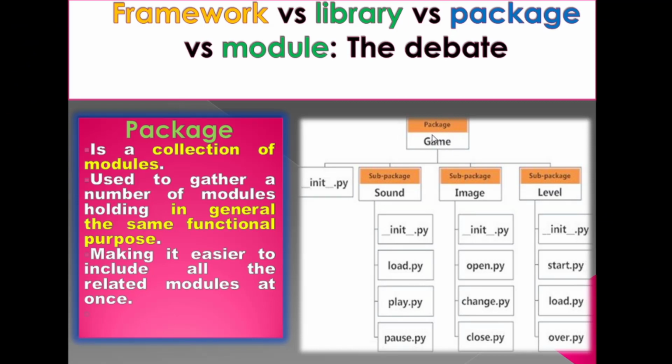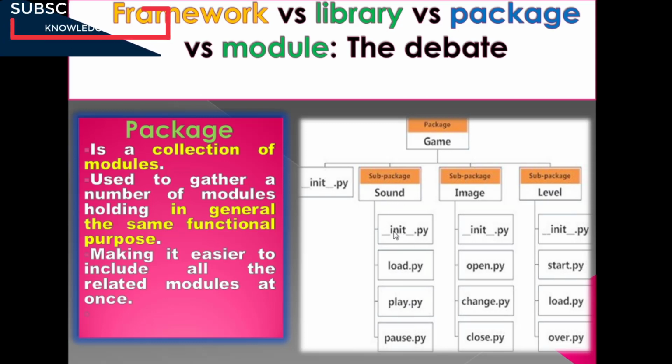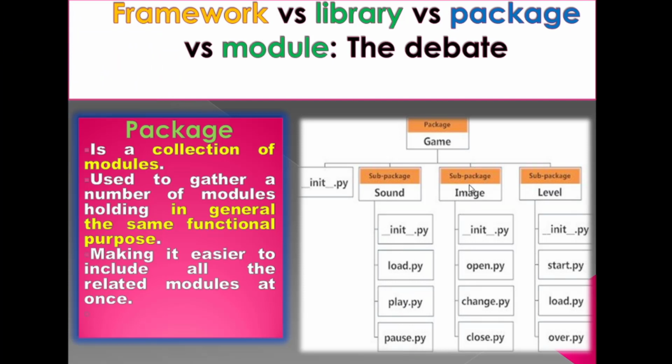This package is composed of the module __init__.py and some other sub-packages: a sub-package with the name sound, a sub-package with the name image, and a sub-package with the name level. And each sub-package is composed of many modules. For example, the sub-package sound is composed of __init__.py, load, play, pause. These four modules, and the package image is composed of four modules, and the package level is composed of four modules.